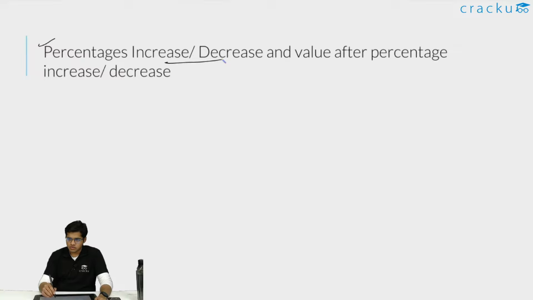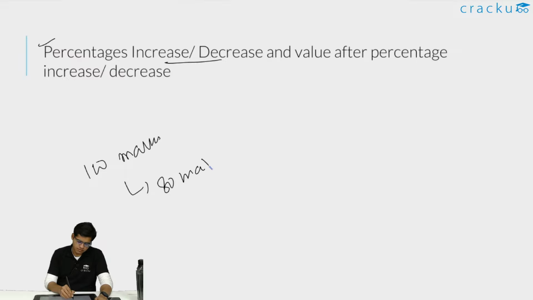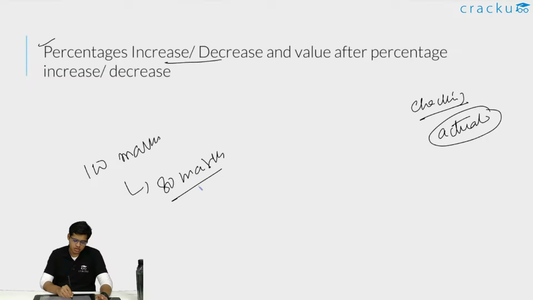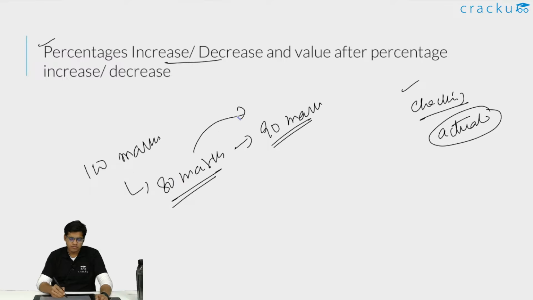Suppose in an examination, out of 100 marks you have scored 80 marks. But suppose, due to some error while checking the paper, the actual marks you have got is more. 80 marks is not your marks. If the checking would have been done properly, let's say the marks would have been 90 marks. So from 80 marks to 90 marks, there is a jump.